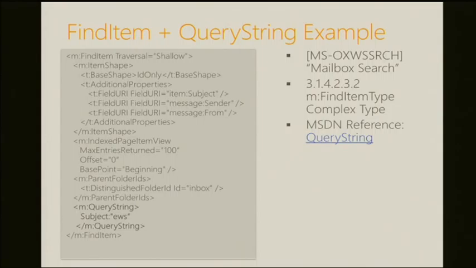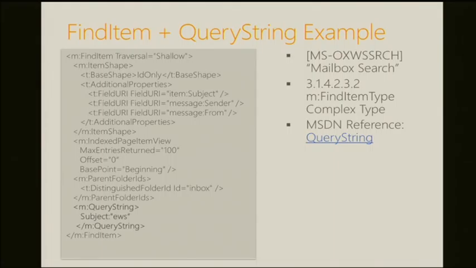Find item and query string. This is another additional element. This is new to Exchange 2010. And this query string element is documented here in the protocol. And here's the MSDN link. You'll see it's doing the exact same thing. It's far simpler. Just this query string element at the bottom. And then we hand it this special syntax, which is documented in the MSDN reference.